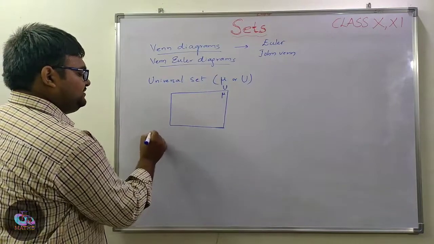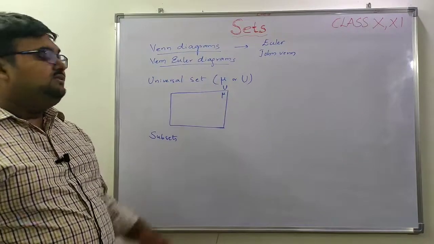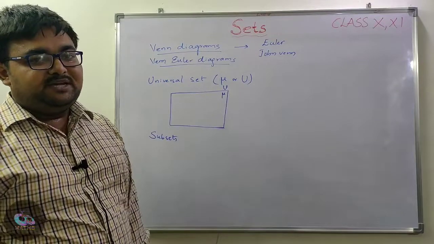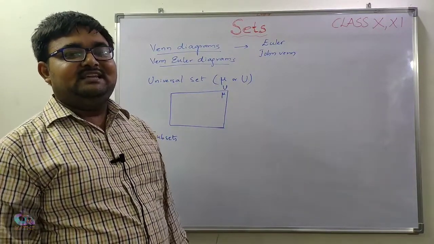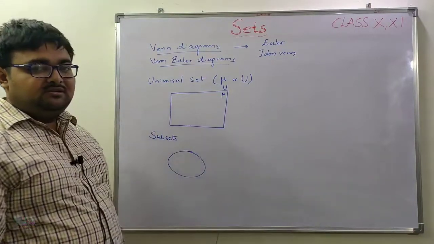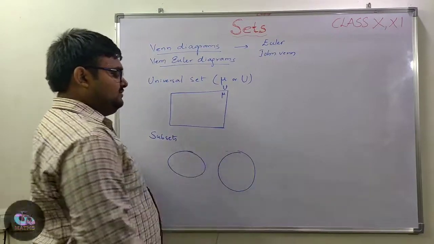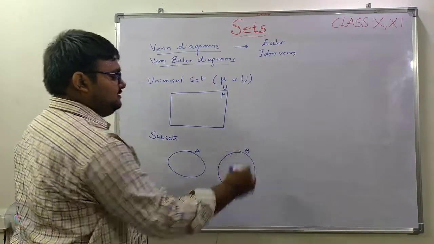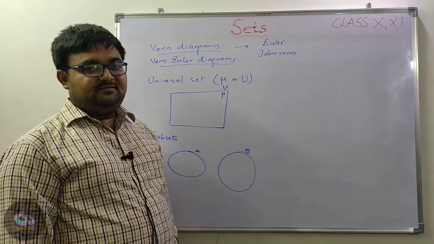Next, within the universal set you will have subsets. Those subsets are represented by closed curves, like circles or ovals. To represent a set, you may use an oval or a perfect circle. The name of the set is written outside, and the elements that are present will be written inside the set.